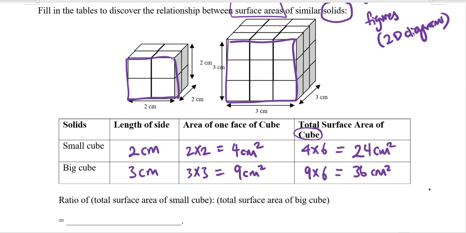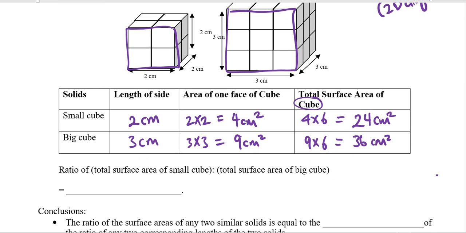Now, if we look at the numbers to conclude, you can see the ratio of the total surface area of the smaller cube, which is 24, to the total surface area of the big cube, which is 36. Again, this ratio can be simplified. We can divide both sides by the highest common factor, which is 6, and therefore we can obtain a ratio of 4:9.